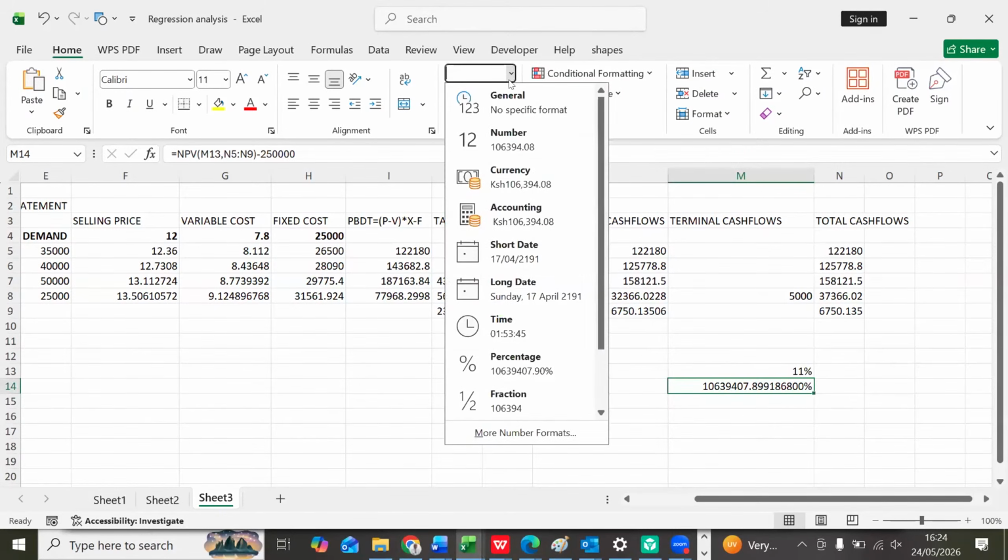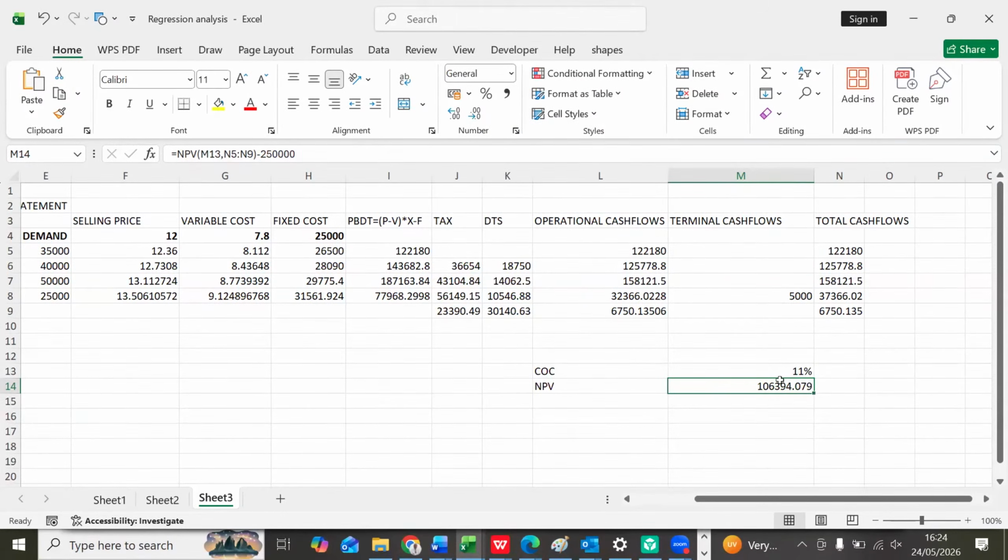Yeah. And then I say I want just the number, or no specific format. So it gives me this 106 something. I can put a separator. 106,394, which is a positive NPV. Positive NPV, meaning the project is very viable. The project is very, very viable. And that is the final answer to this question.